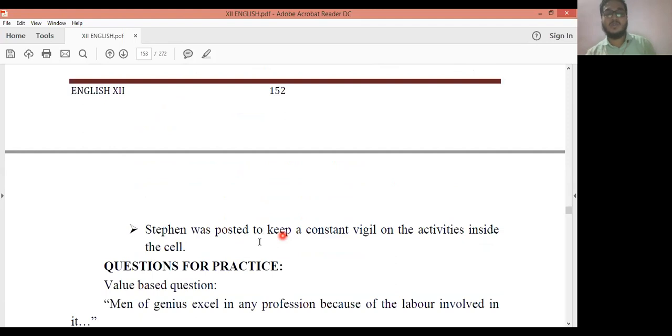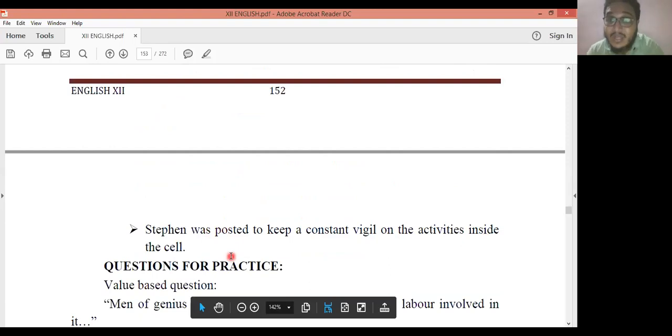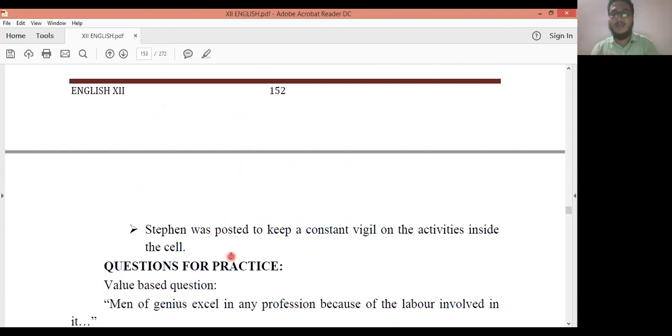Stephen was supposed to keep a constant vigil on the activities inside the cell. So Stephen was there to keep his eye, like a hawk, on what was happening there. But still they played their trick. Their mastermind was working and was supportive for them.